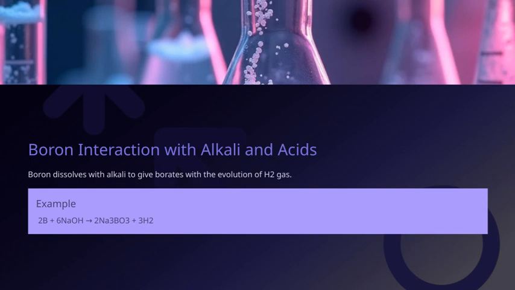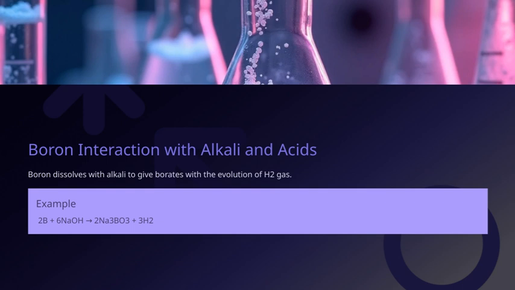Now, let's take a closer look at this reaction. 2B plus 6NaOH reacts to form 2Na3BO3 and releases 3 molecules of hydrogen gas. Essentially, what this shows is that boron can interact with alkali, like sodium hydroxide, to produce borates. During this process, hydrogen gas is evolved, which is a key indicator of the reaction taking place.